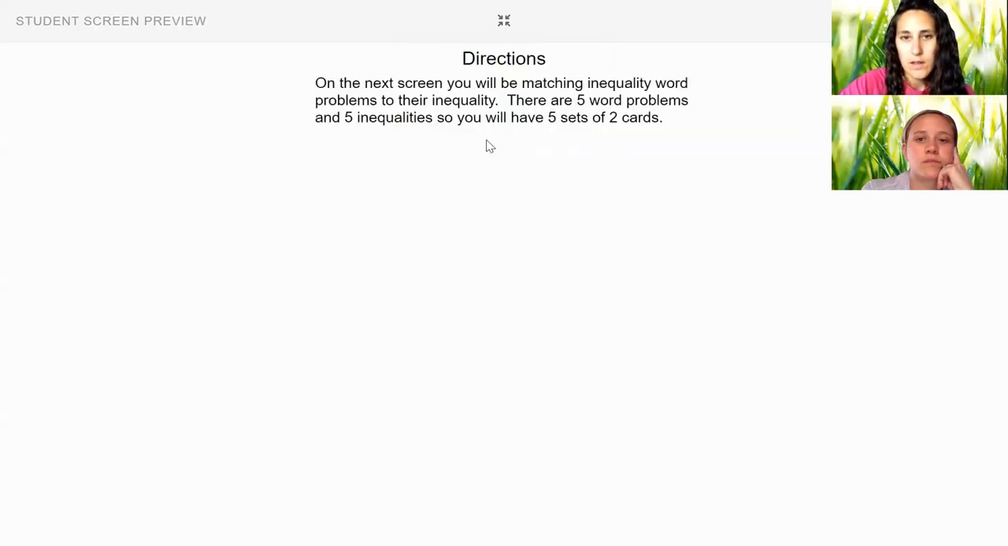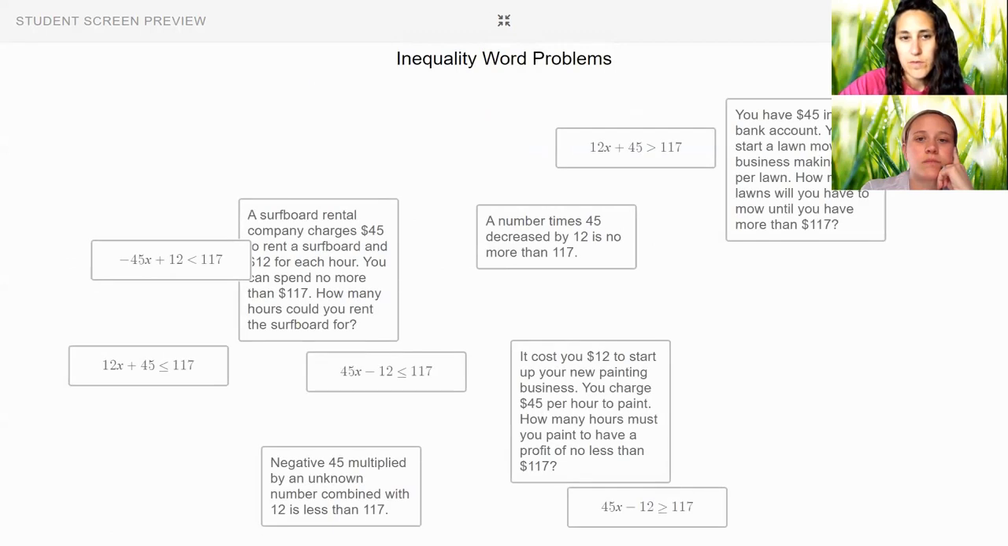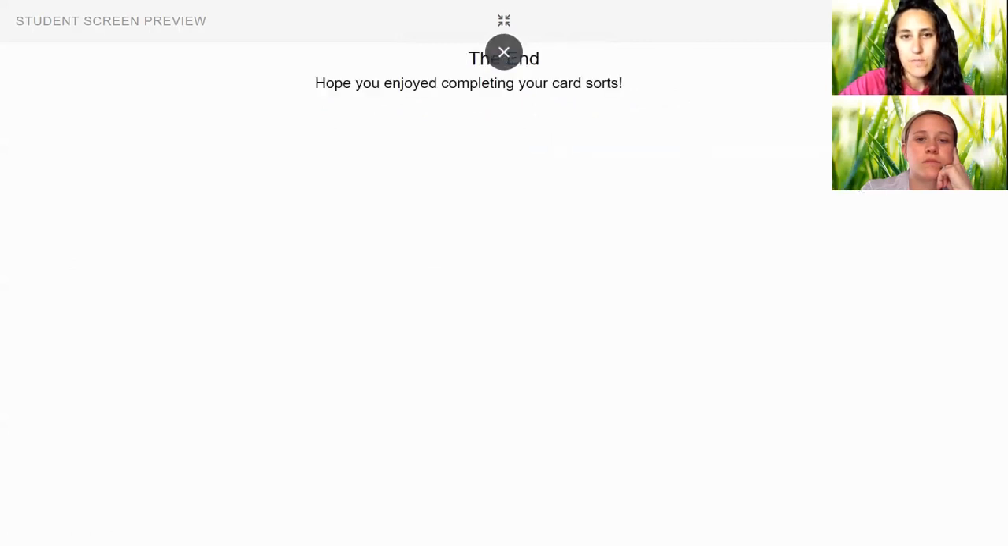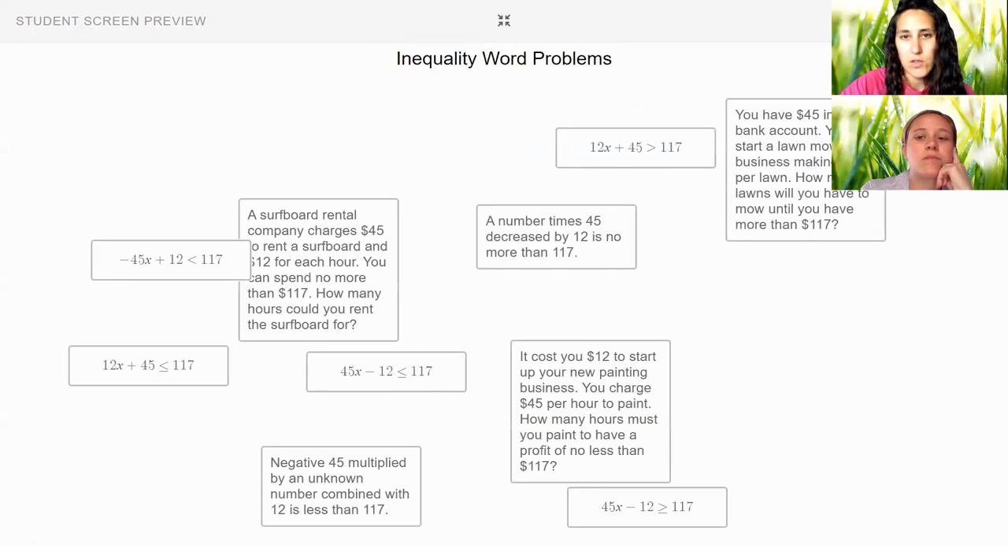And then there's another matching one. This time you have to read a problem and match it to the inequalities. And then that's it. So it's pretty short.